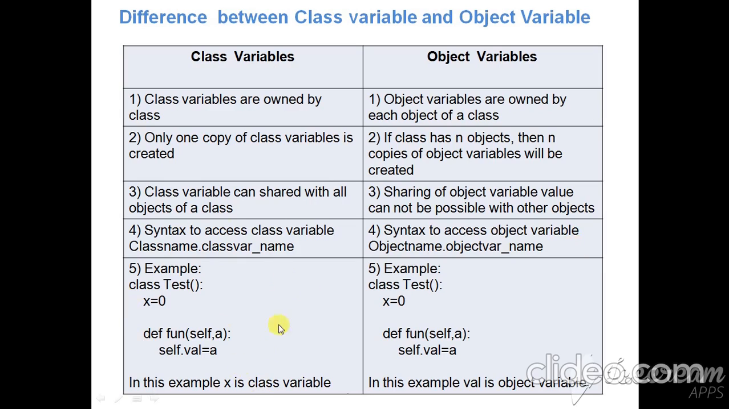In this example, we can categorize x as the class variable and val as the object variable. So I hope you understood the difference between the class variable and object variable in object oriented programming in the Python language.